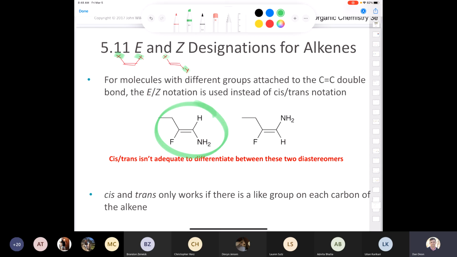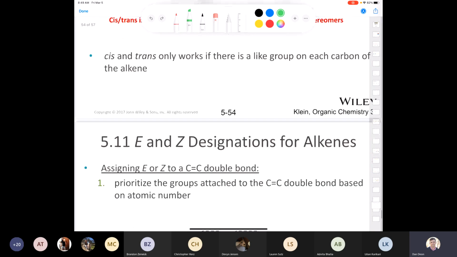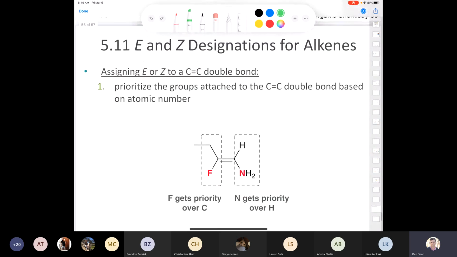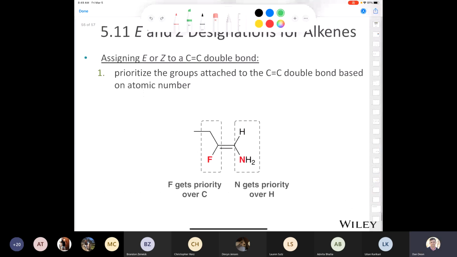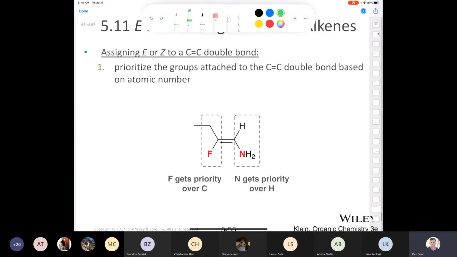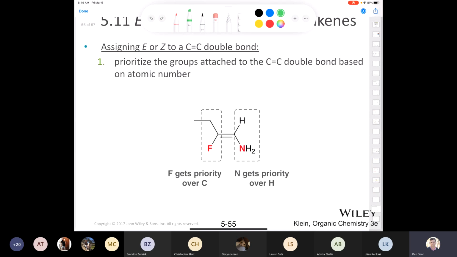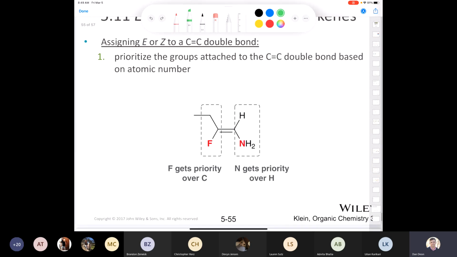Well, if you look at this molecule here and this molecule, neither of them is cis or trans, but it's got 4 different groups, and these are 2 diastereomers, aren't they? Right? They're stereoisomers and they're not mirror images. So how would we differentiate between the two here? Cis or trans doesn't work. There's no like group on each of the carbons. So what we use is something called E and Z designation. E stands for entgegen, which is opposite in German, and Z is for zusammen, which is together. Anyhow, here's how you do it.